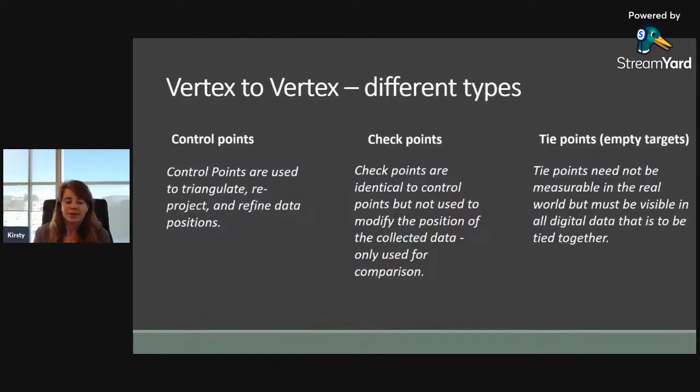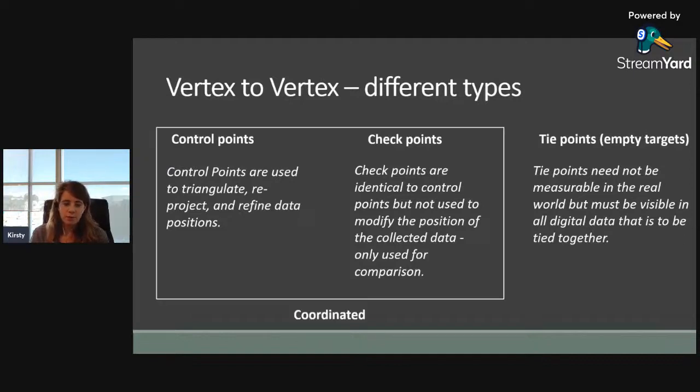So when it comes to vertex, we have three main types. The first two types are control points and checkpoints, and we're going to talk about those first. Control points are used to triangulate, reproject, and refine your data positions. They can be used to coordinate your data, and they're introduced into a registration process to varying degrees. And then checkpoints are also coordinated. They're not actually used to affect or modify the position of your scans, but they can be used for comparison.